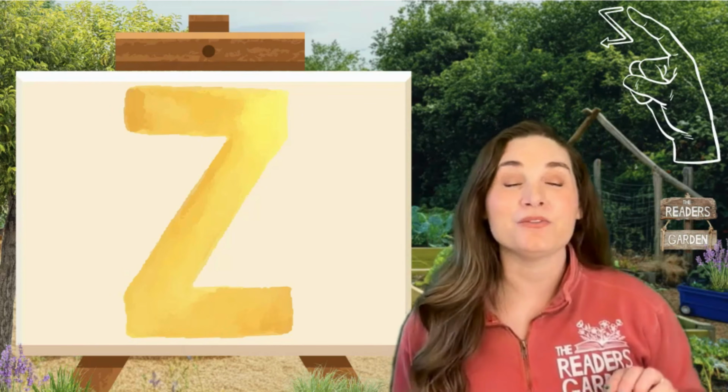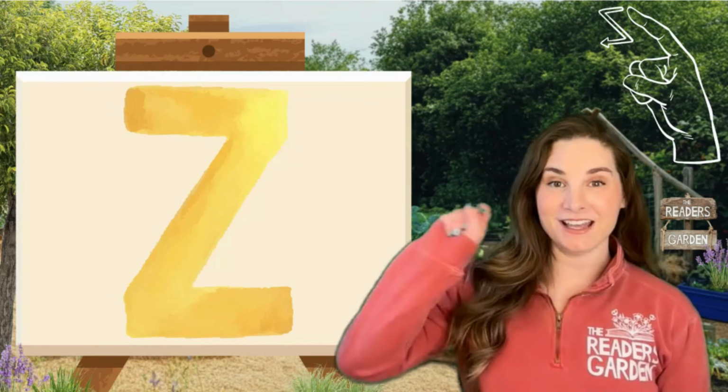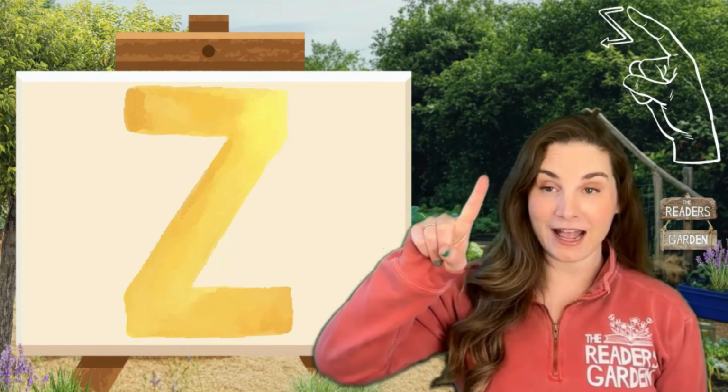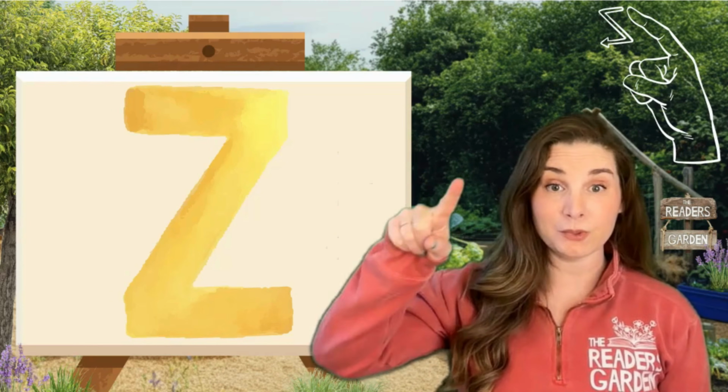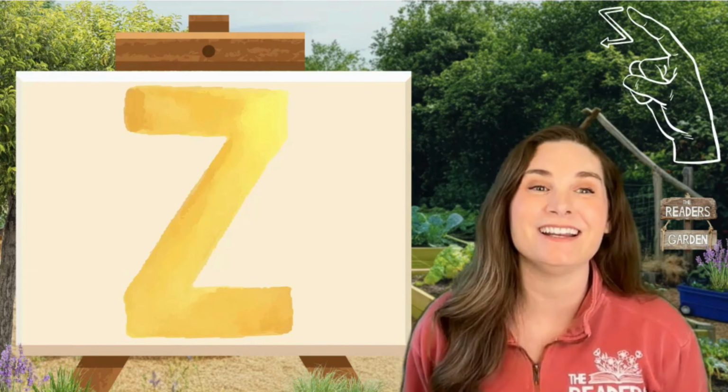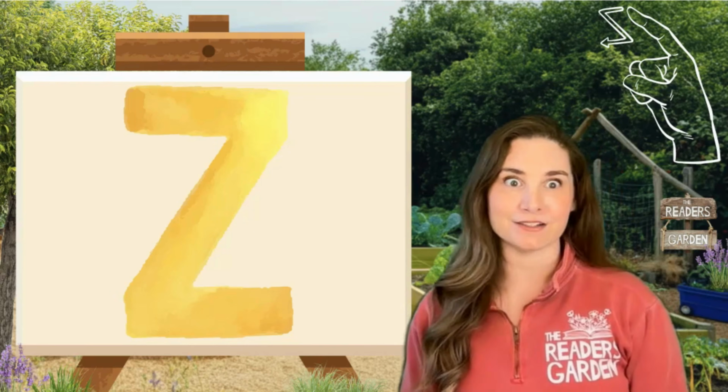Z. So if you want to sign the letter Z, you take your pointer finger and you write it out in the air, just like you see there. It goes swoop, swoop, swoop, and that's how you sign the letter Z. It's a very active sign.